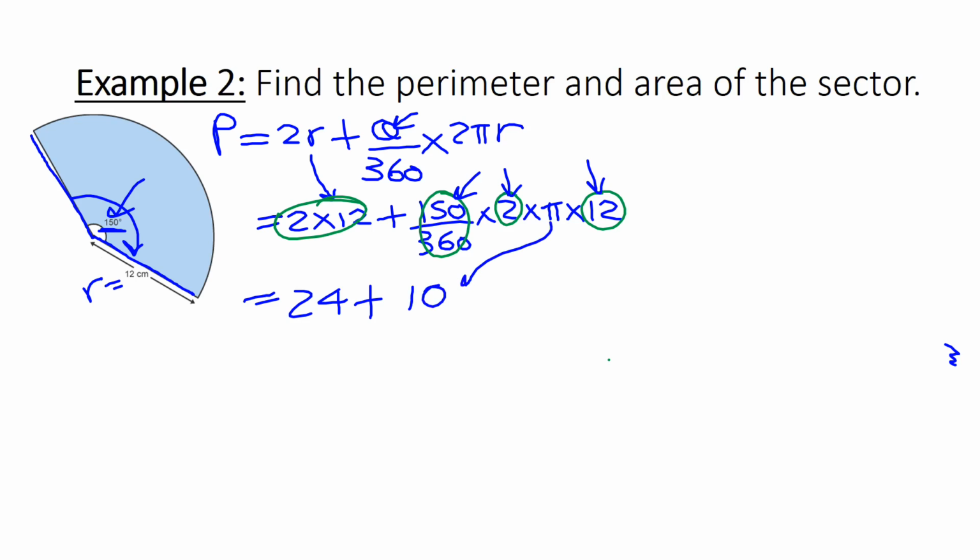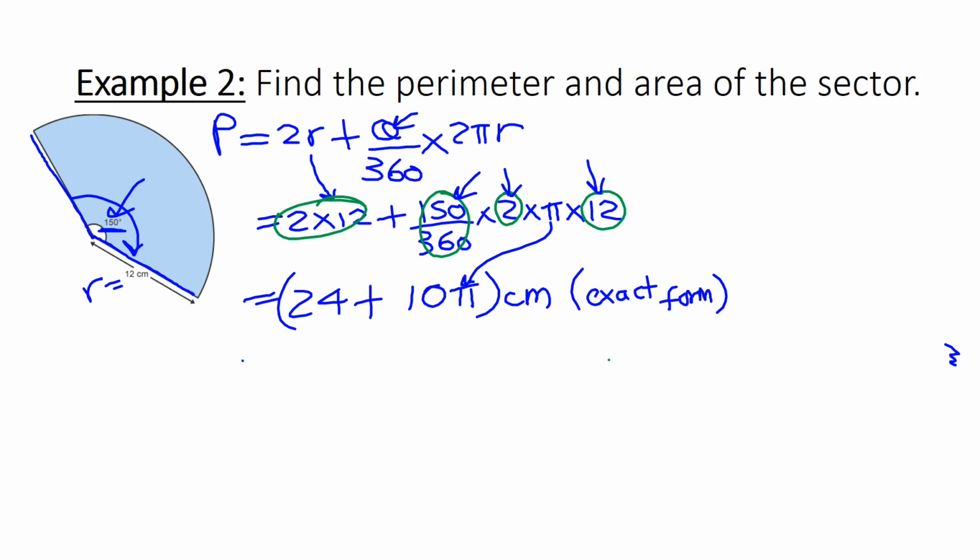Then the pi needs to drop down as well, and we get 24 plus 10 pi. That would be in the units of centimetres, and that is in exact form, okay, because I'm leaving it with the pi there. It's quite a nice, tidy little expression. I think we'll stop at exact form, actually. We'll just leave it like that. You can do the calculator work too if the question asks you to.